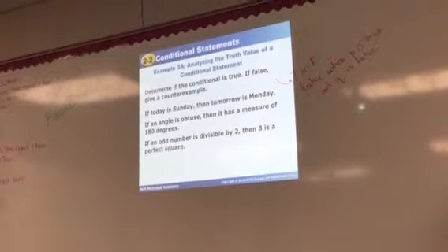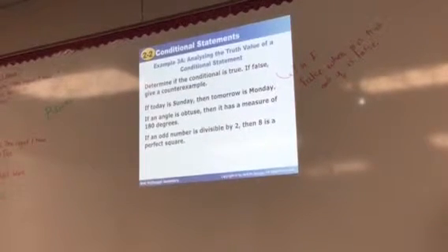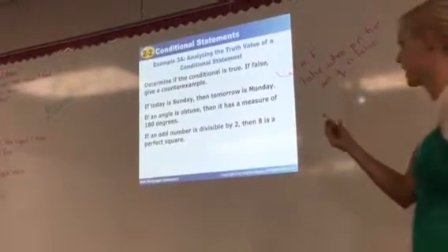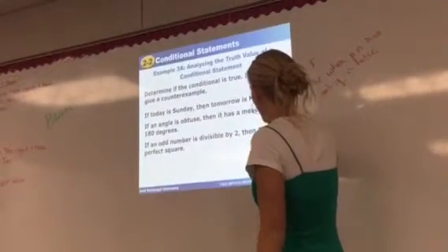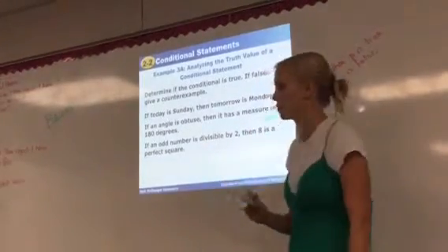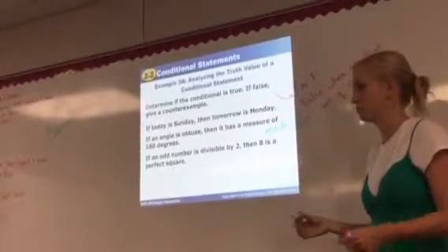No. If an angle is obtuse, then it has a measure of 180 degrees. False. Give me an example, Abe. 100 degrees. Okay? You could say the measure of angle A is equal to 100 degrees. That's one counterexample. It proves it wrong. That easy.